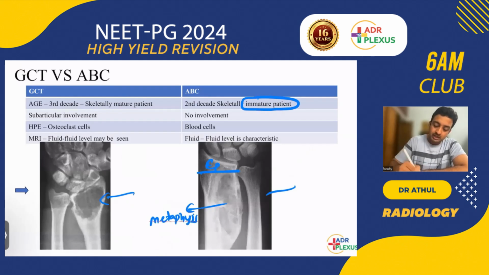And if you aspirate here, you will see osteoclast giant cells. But in ABC you will see only blood, and MRI can show fluid levels. Okay, that is not that important, but GCT is a lesion of the epiphyseal region, and ABC is seen in a skeletally immature patient. These are the 2 important points that will help you to differentiate between GCT and ABC. I hope that is clear.